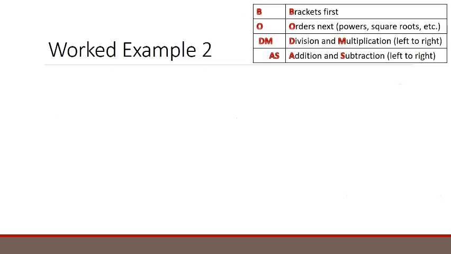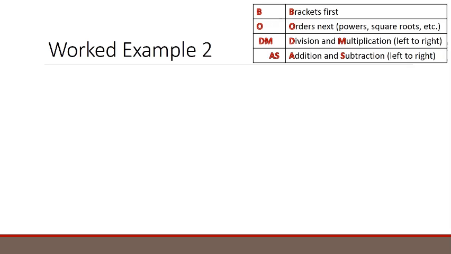You can see on the top right-hand side, I've put a table with the letters BODMAS in the first column. These are the order of operations when we do arithmetic. So we start with working out what's inside the brackets first. And then we do orders next with powers, square roots, logarithms, and so on. Then we work from left to the right with division and multiplication.